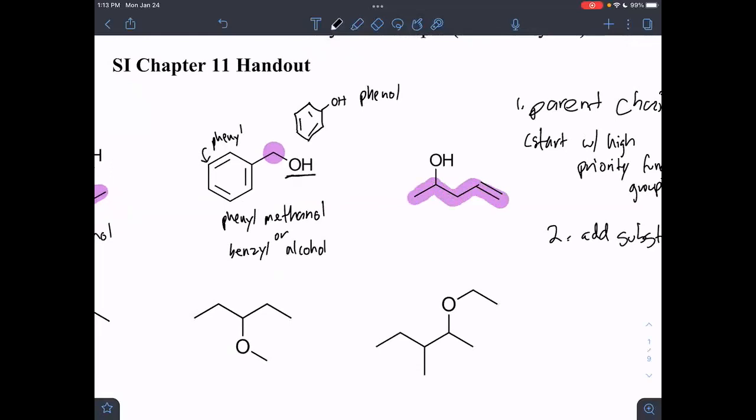Yep. So we have 2-ol and 4-ene. What does the total name look like? 4. That's exactly it, yeah. Great.